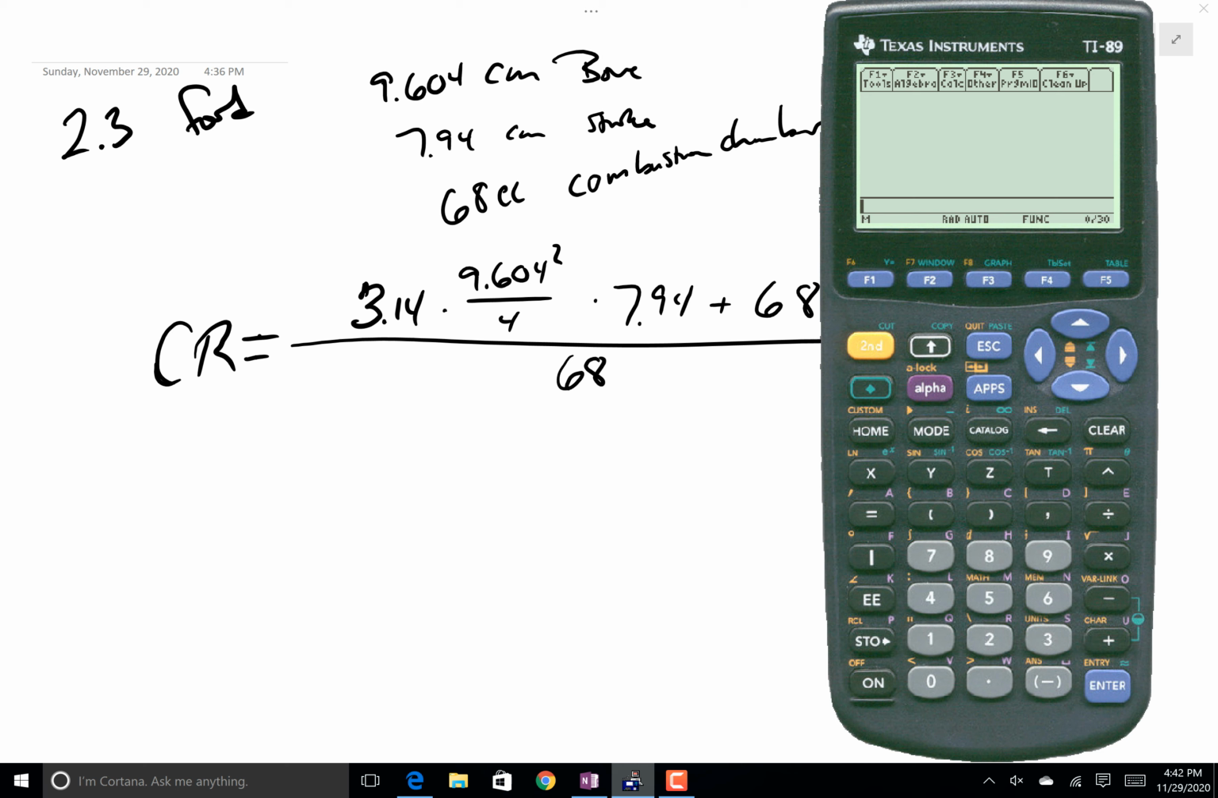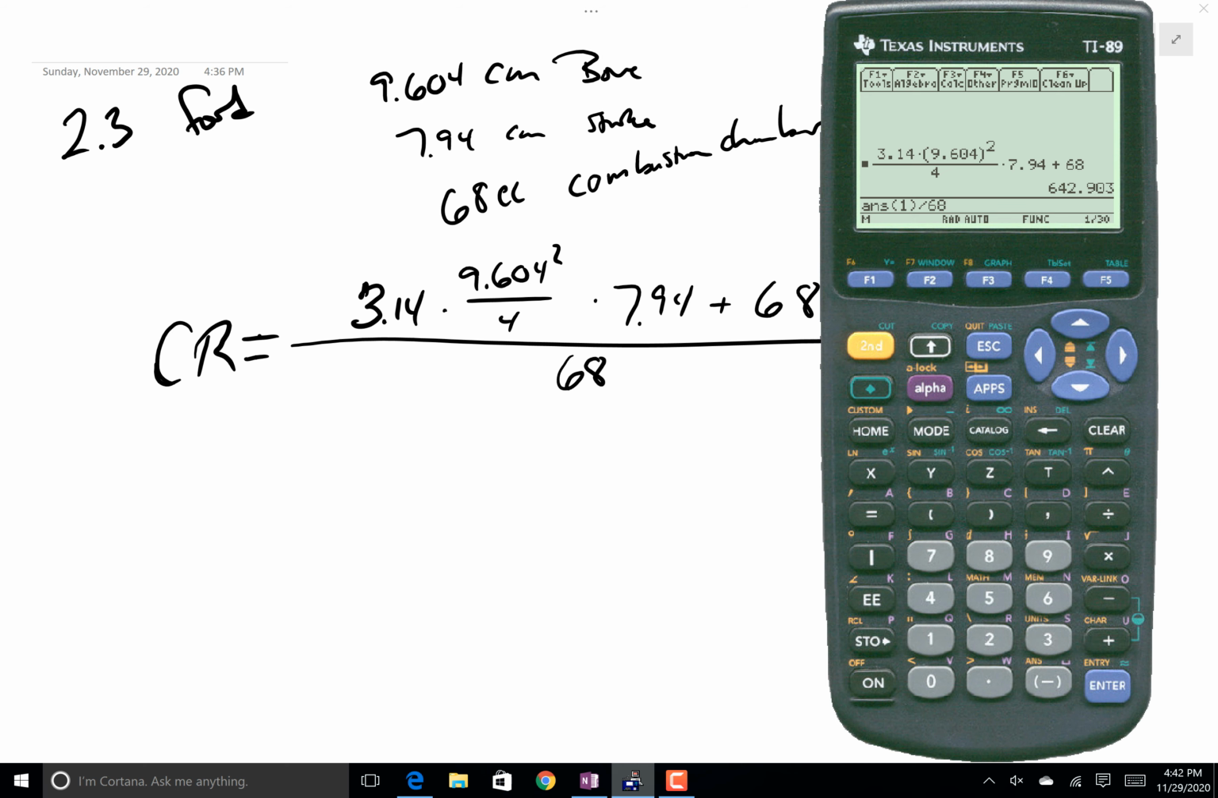Because when I divided, guess what I got? I got like 30-to-1 compression. Guess what? Diesels won't even run that high of compression. Okay? So that's a problem. So pay attention to what you're doing. Make sure you don't screw it up. Make sure if you mess up that you catch it.